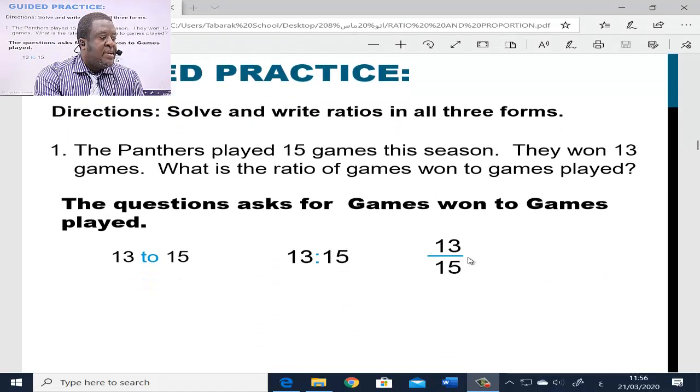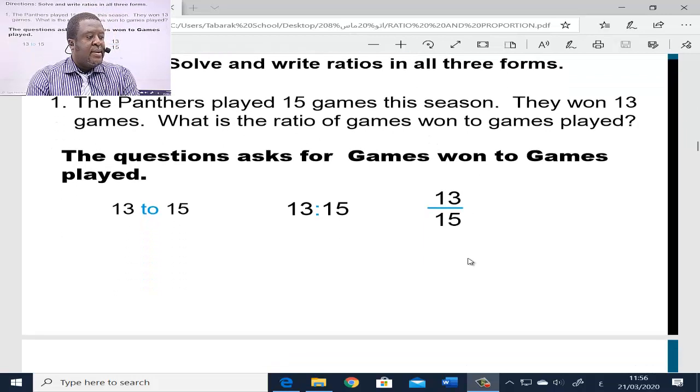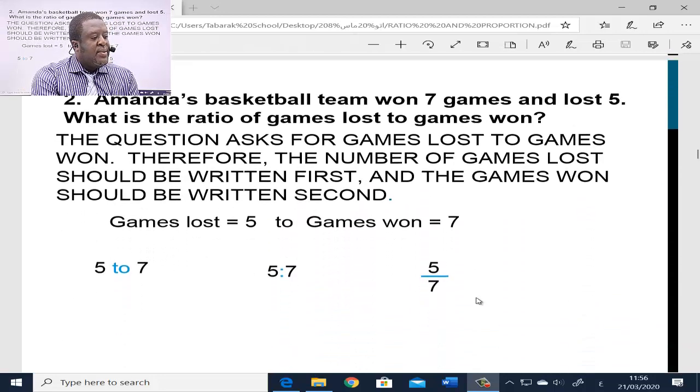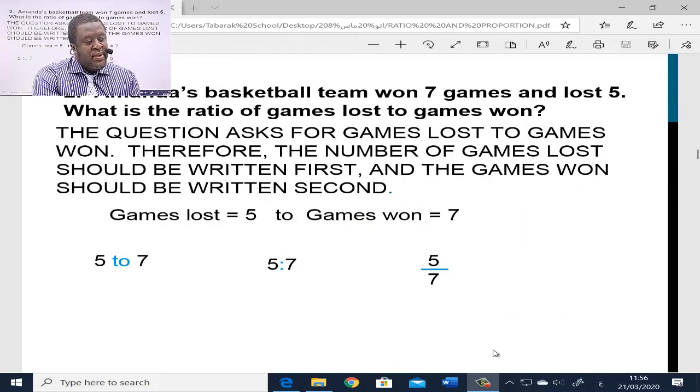The Panthers played 15 games this season. They won 13 games. What is the ratio of games won to games played? The question asks for games won to games played, so we have 13 to 15, 13 to 15 with a colon sign, and 13 out of 15. Here we also have another example, and we'll be using the same way to solve it. As you can see, these are the answers in the 3 different methods.